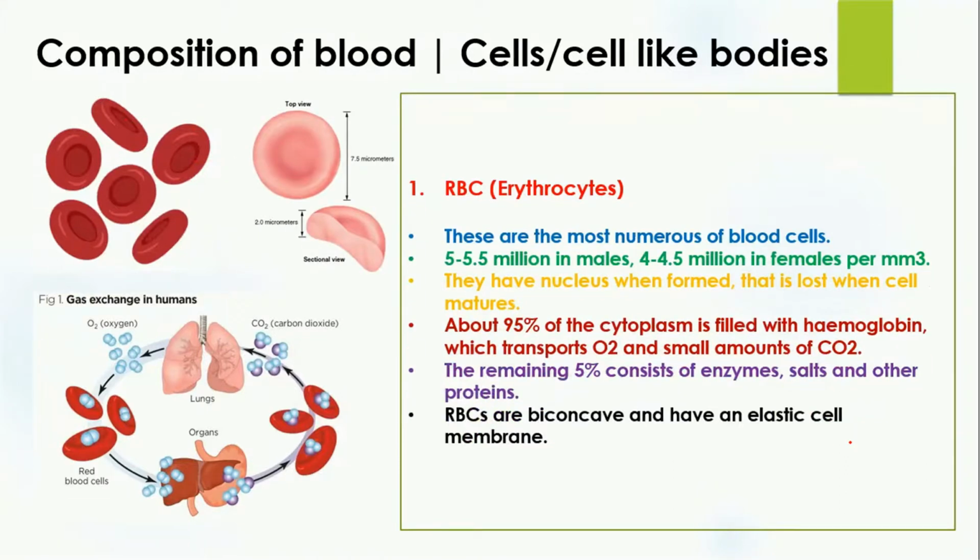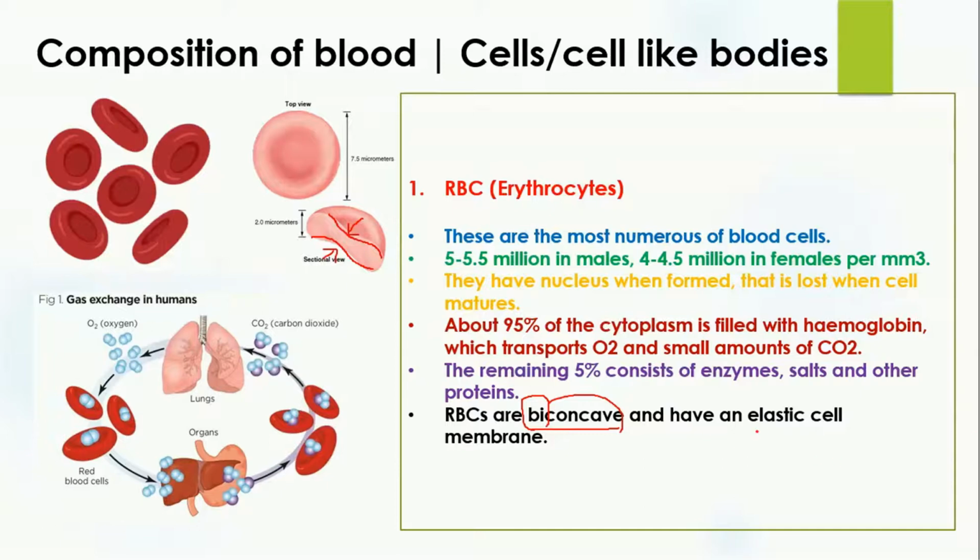If we talk about the shape of the red blood cells, the red blood cells are biconcave. Bi means two, concave is a shape. It means that they are concave in shape from both sides. This is the side view of the red blood cell. You can see here and here, from both sides, they are concave in shape. Because of this reason, it is known as biconcave shape.